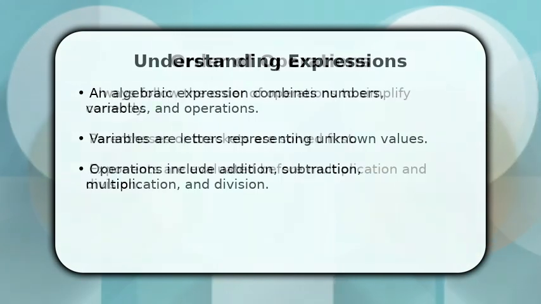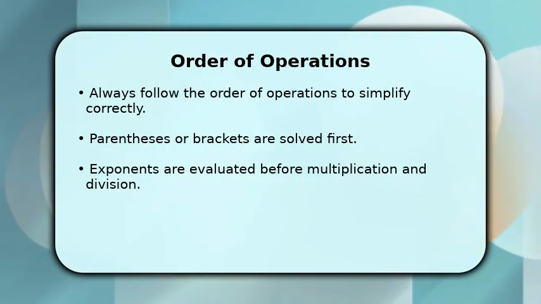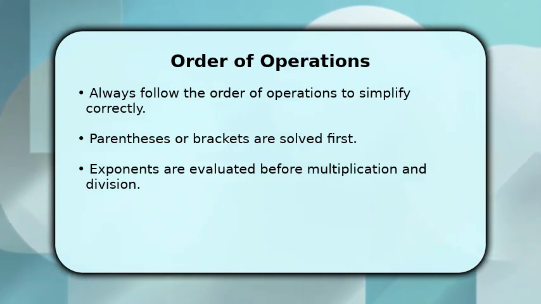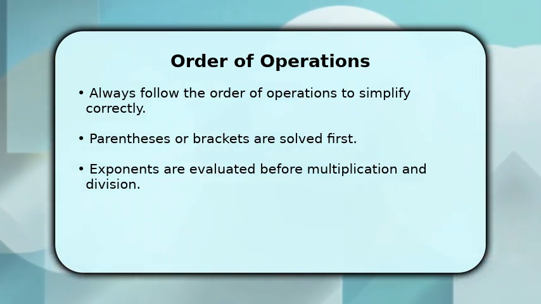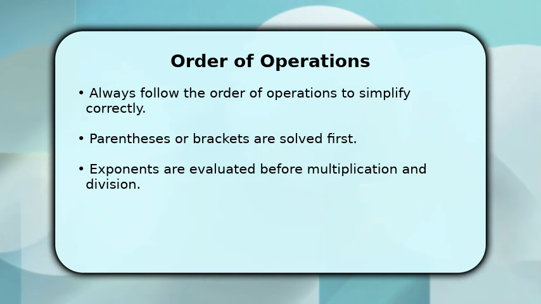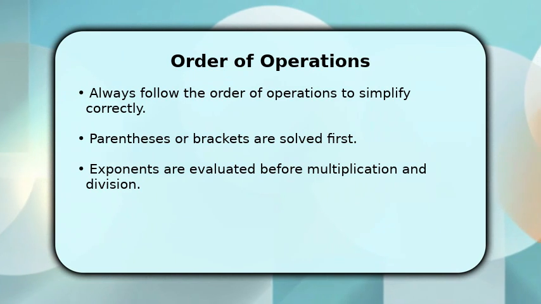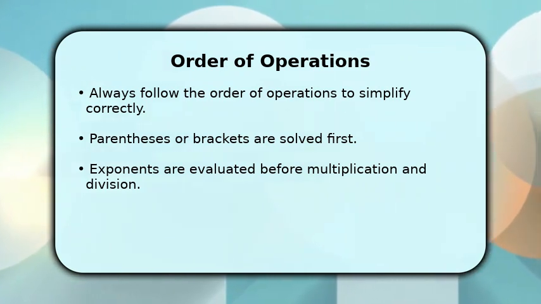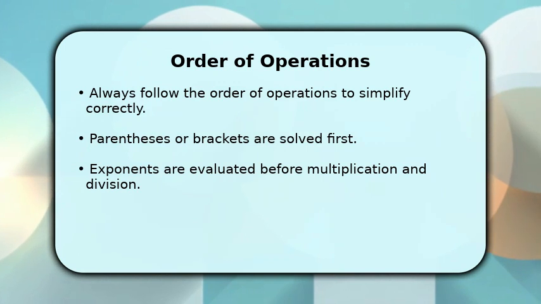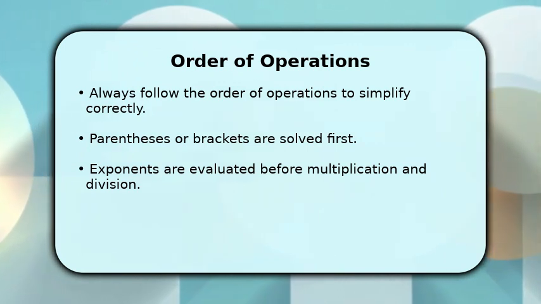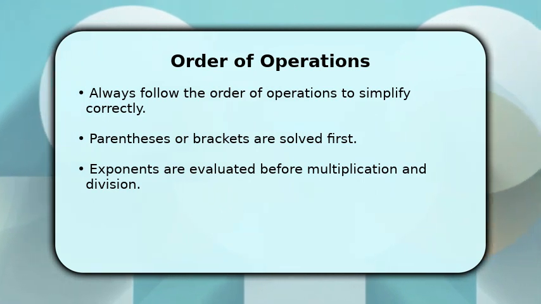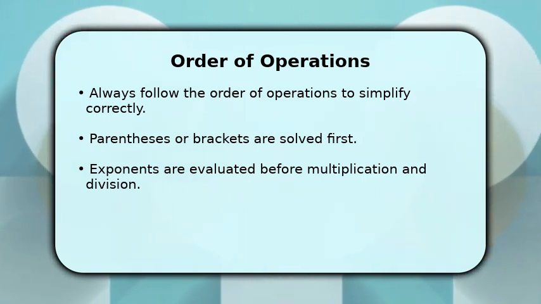Next, mastering the order of operations is crucial for accurate simplification. Remember the acronym PEMDAS or BODMAS. First, tackle anything inside parentheses or brackets. Second, evaluate exponents or orders. Third, perform multiplication and division from left to right. Finally, complete addition and subtraction, also working from left to right. Following these 5 steps ensures consistent and correct results every time.